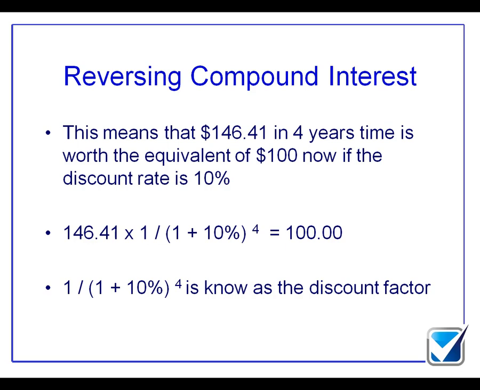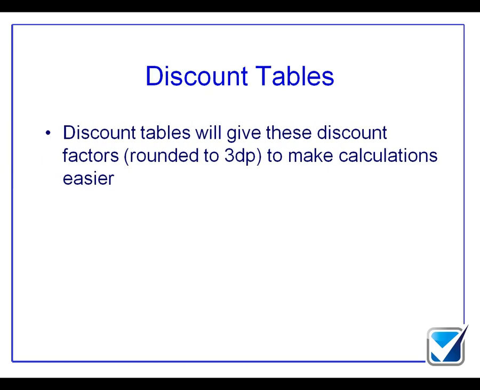And you may find that if you are doing some sort of calculations here, you will be given discount tables. These discount tables give you the discounting effect. However, it's always rounded to 3 decimal places, which means that there's always going to be some sort of rounding errors.